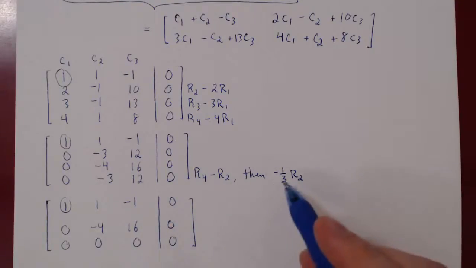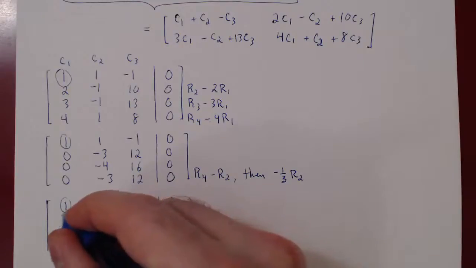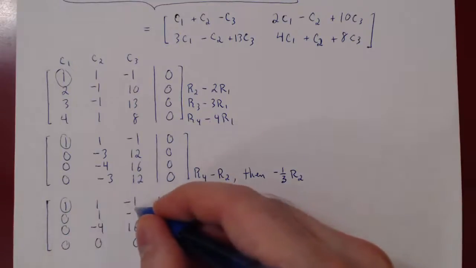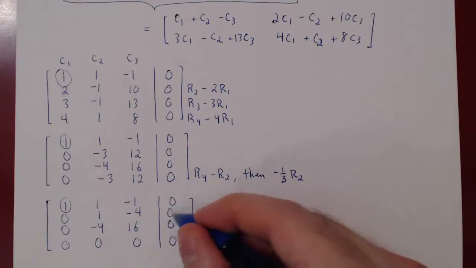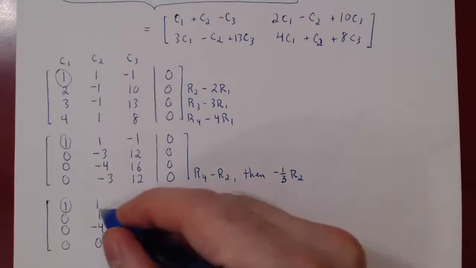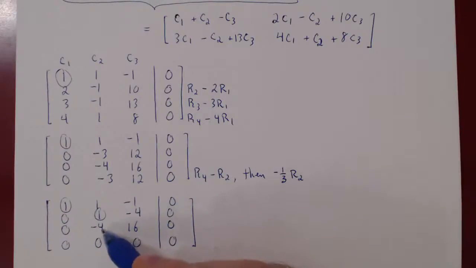And if we multiply now row 2 by negative 1/3, it becomes 0, 1, negative 4, 0. We have our second leading 1. We can now kill this negative 4 by doing row 3 plus 4 row 2.